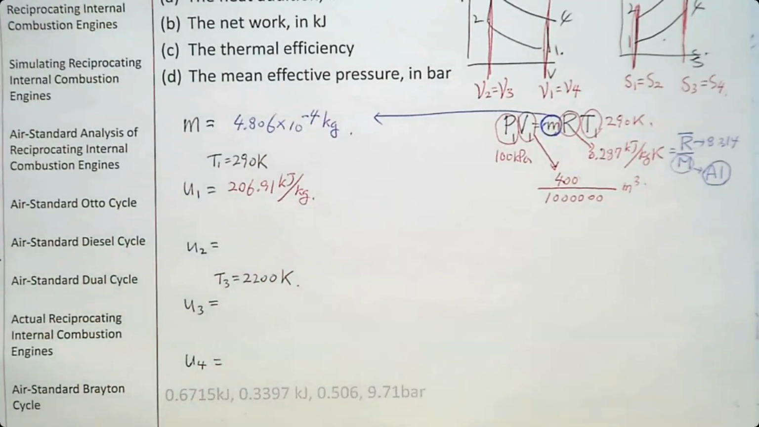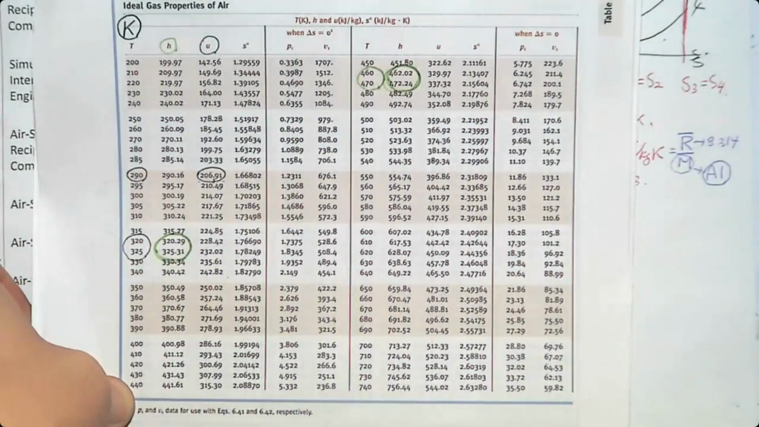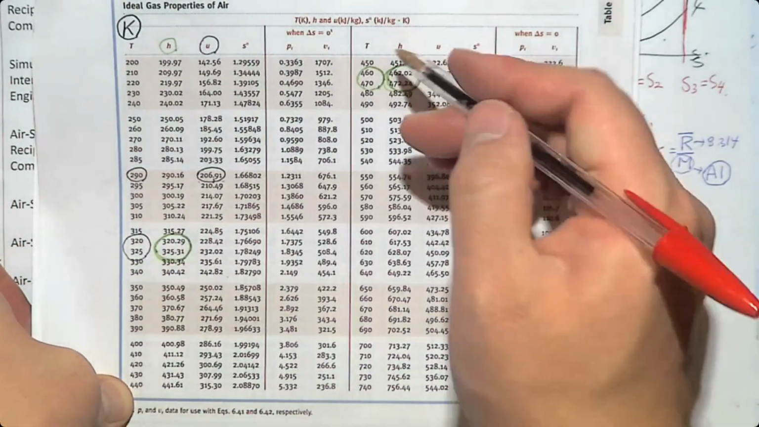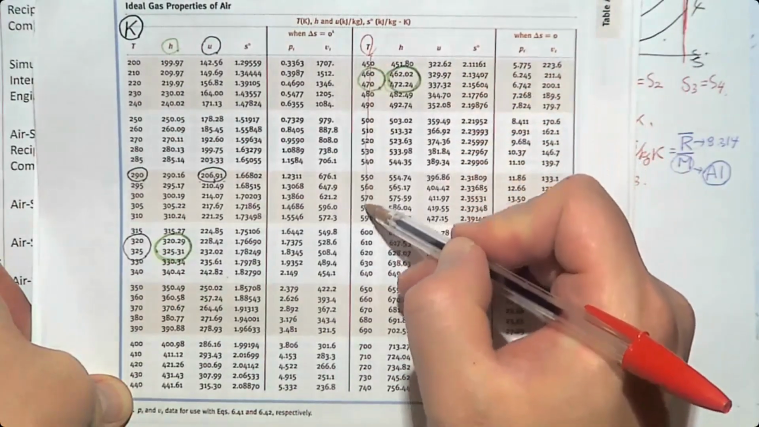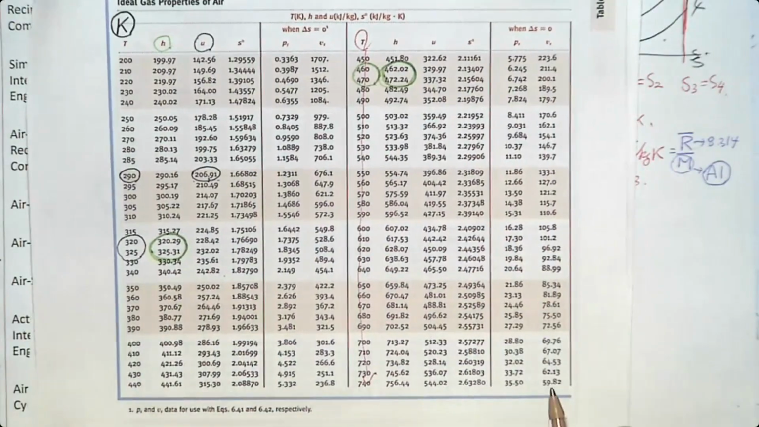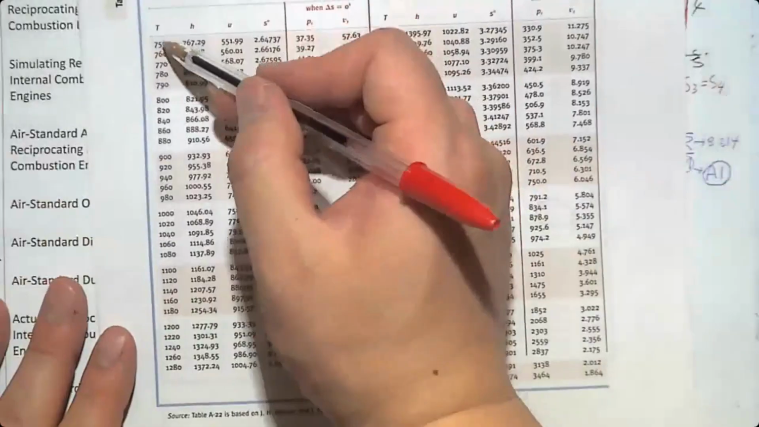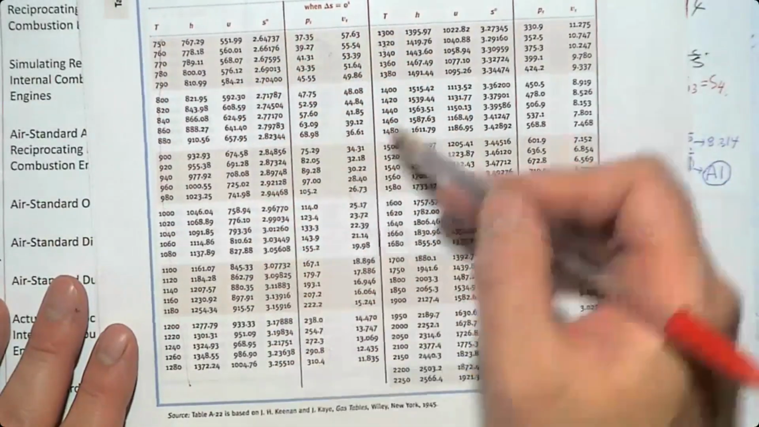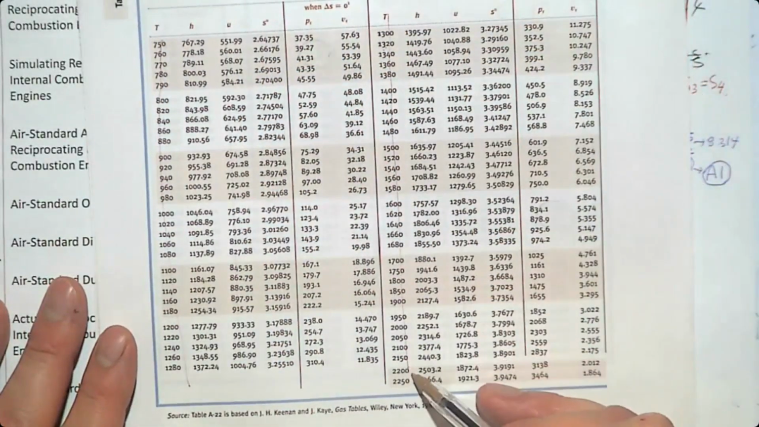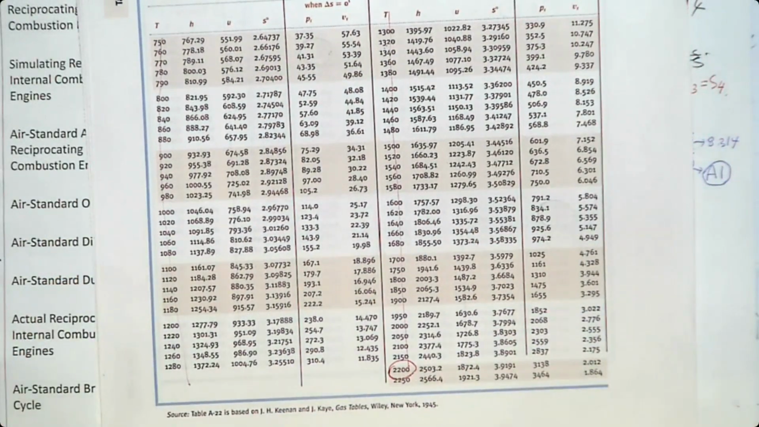Yes, from the same table. So where is 2,200? This is the temperature, 2,200. Oops, we don't have it. Then we go to the next page. 2,200. No, 2,200. Oh, right here. So we found 2,200. What is U?